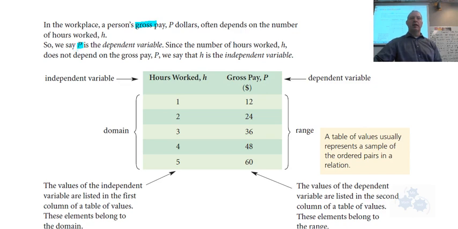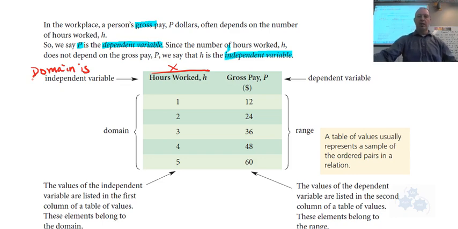The pay, sorry. P is the dependent variable. Okay, so now we're going to talk about independent and dependent variables. Since the number of hours worked, H, does not depend on the gross pay, we say that H is the independent variable. So there's two types of variables we're looking at, the independent and the dependent. The X variable, or the domain, is always the independent variable. Okay? So the domain is the independent variable, or the elements in the domain are the independent variables.